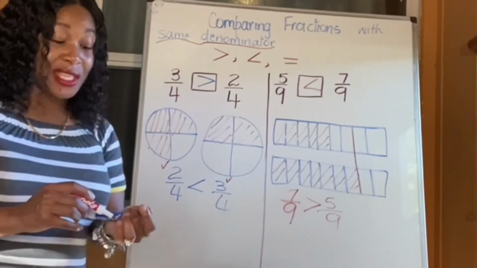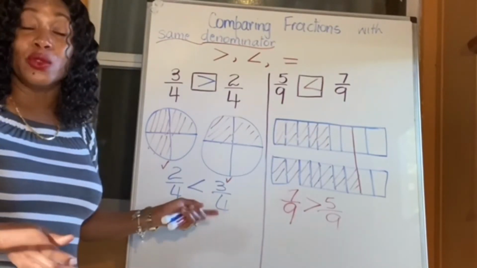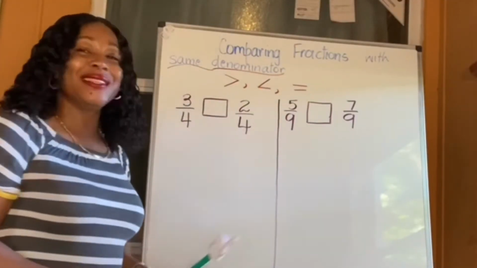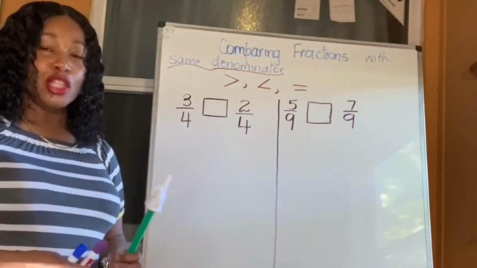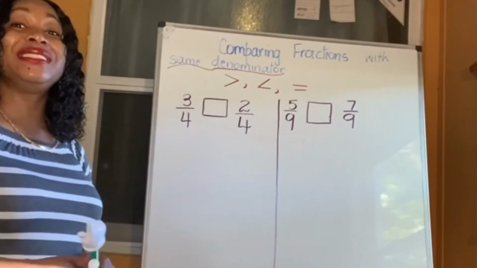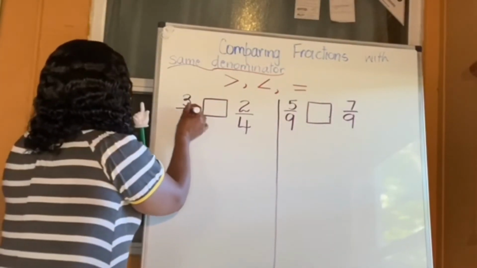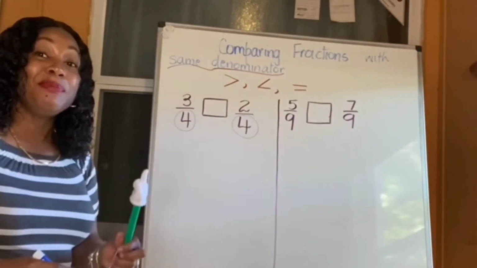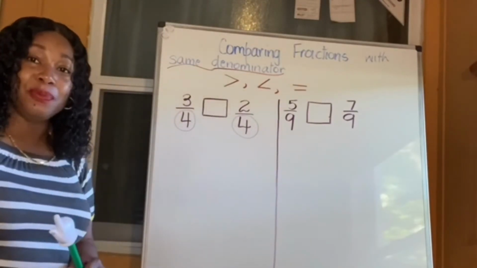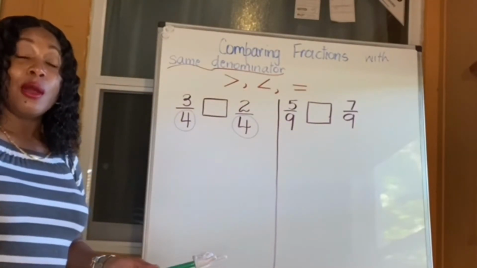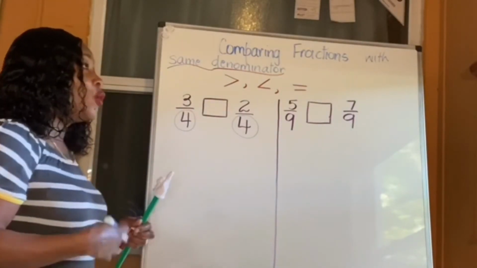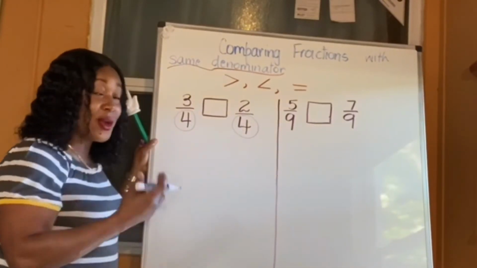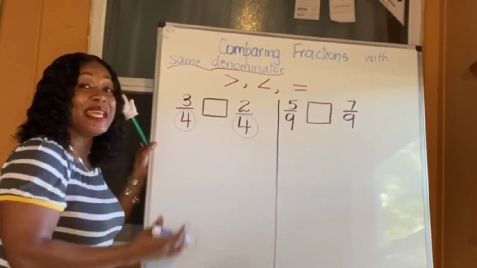Now I'm going to show you another simple way that you can figure this out without even drawing diagrams. Using the same fractions, I'm going to show you another simple way to compare fractions that have the same denominator. So once you observe that the denominators are the same, you can simply use the numerator to help you determine which fraction is greater or which fraction is less, because the cake or the pizza is already cut up in the same amount.